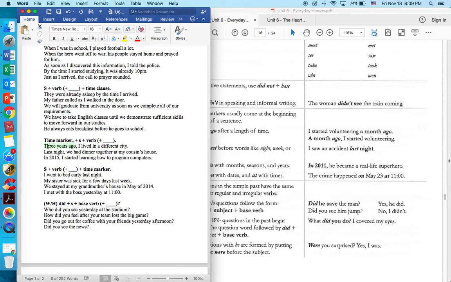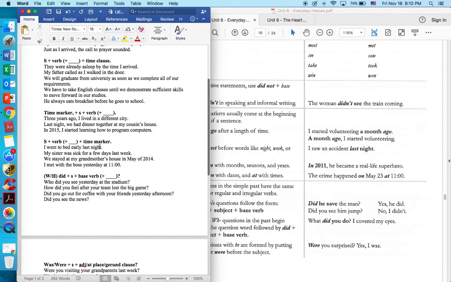So this is just setting up what time is relevant to this. 3 years ago is in the past. We're going to use the simple past here. I lived in a different city. Last night means the night previous, the night before, whenever this person is talking. Last night is in the past, so we had dinner, past tense, together at my cousin's house. Need that comma right there after the time marker. In 2015, again past tense, comma, because it's a time marker, I started learning how to program computers. This could stand alone by itself, but we want to tell people when this happened.